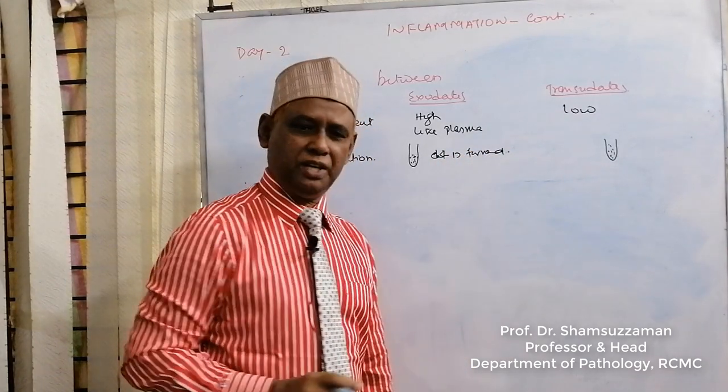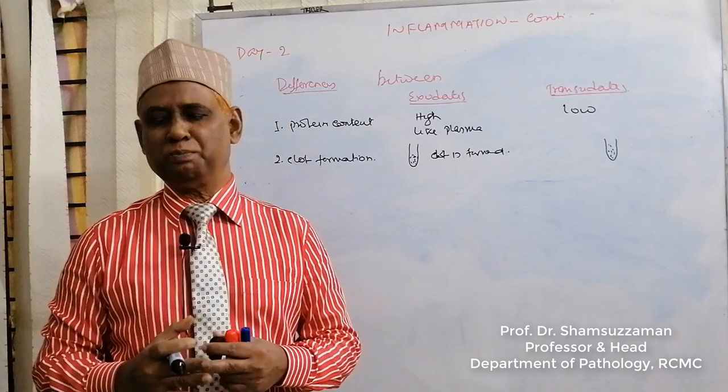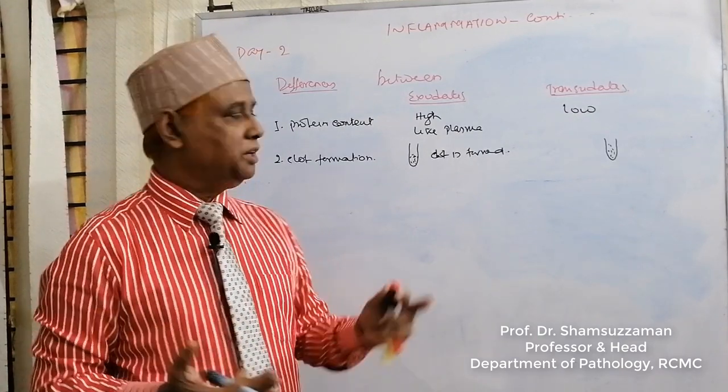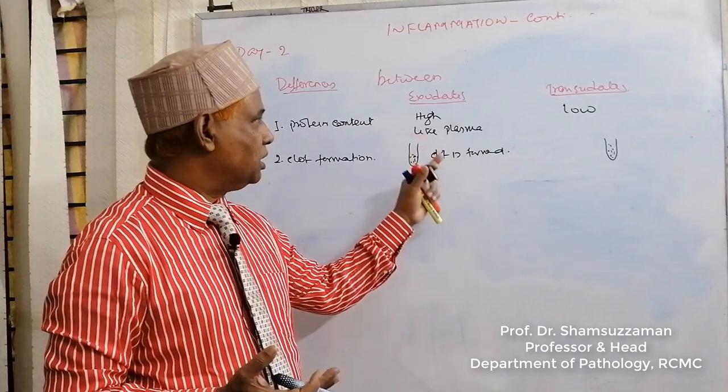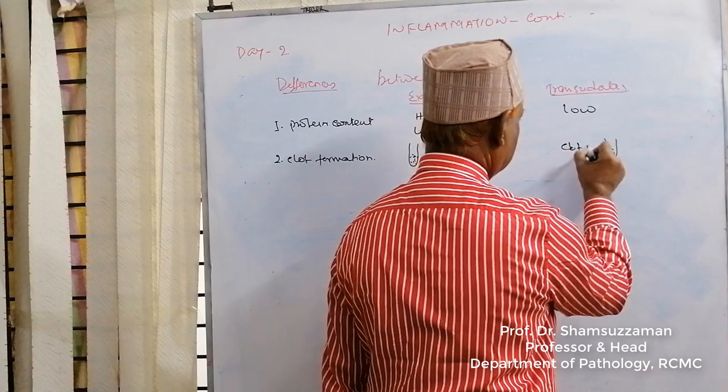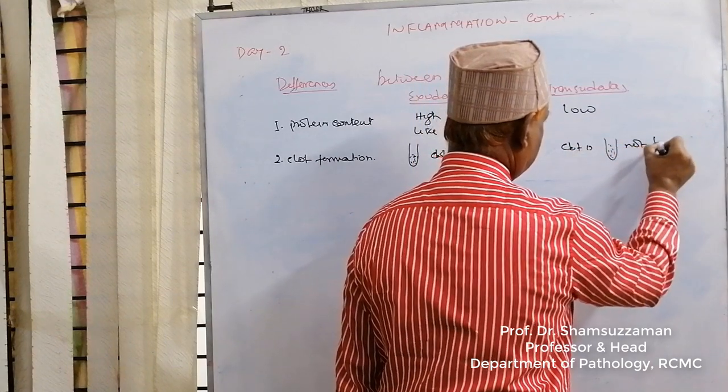Why is clot formed in exudate? Because exudate contains plasma protein. Among the plasma protein, there is presence of fibrinogen. Due to presence of fibrinogen, exudate clots. In transudate, clot is not formed.